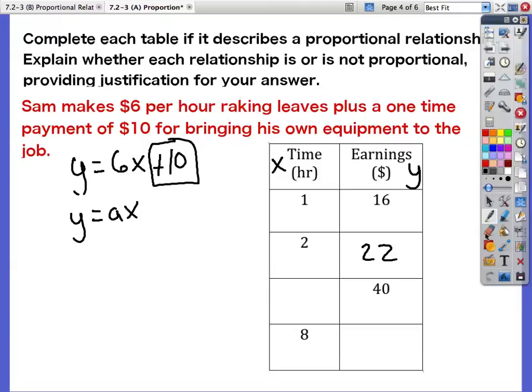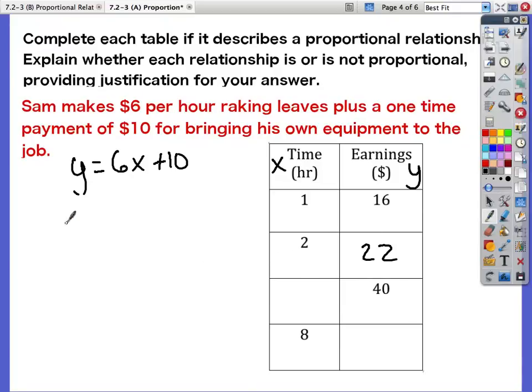So right off the bat, I can tell just by looking at the rule that it's not proportional because it doesn't fit the correct format. But you know what? I'm going to complete the table anyways, even though the directions say complete it if it's a proportional relationship, because I like a challenge.